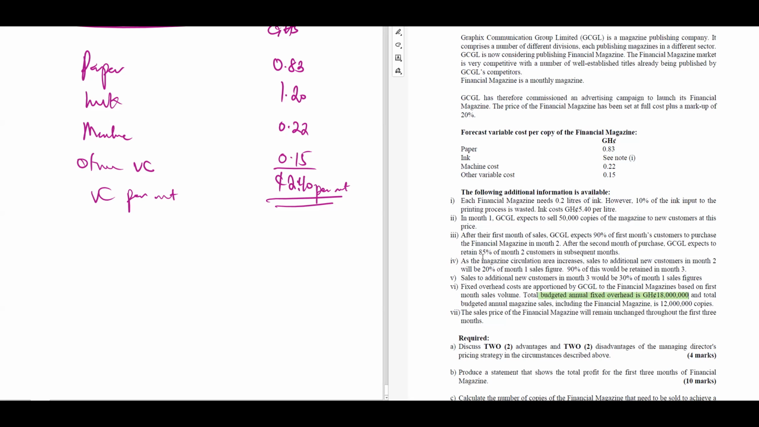How much did they sell in the first month? 90% of first month's purchase. Expect 90% of first month customers to purchase the financial magazine in month 2. First month purchase, 50,000. Oh, okay. In month 1. Okay. So the first month they are expecting to sell 50,000.